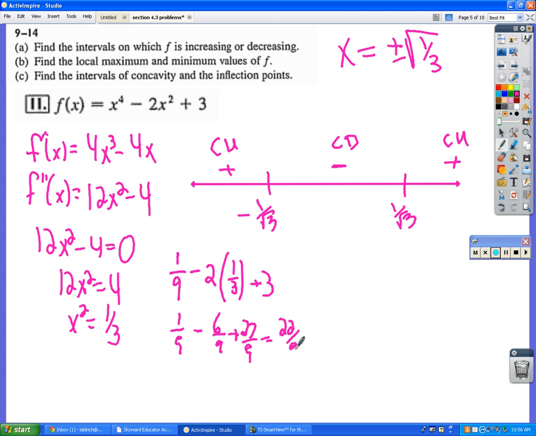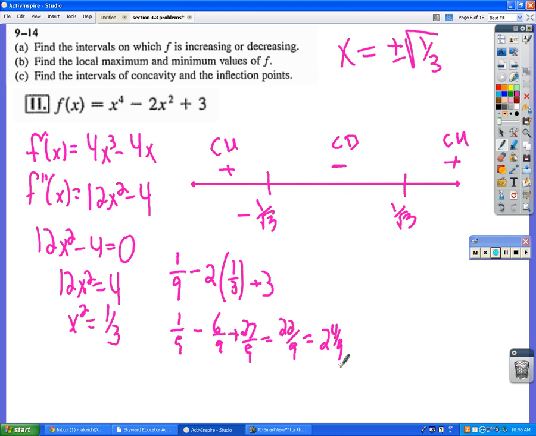No, sir. 22/9, which is the same as 2 and 4/9. No, 9 times 3 is 27. Right. So 2 and 4/9. Yeah, that's a point of inflection.